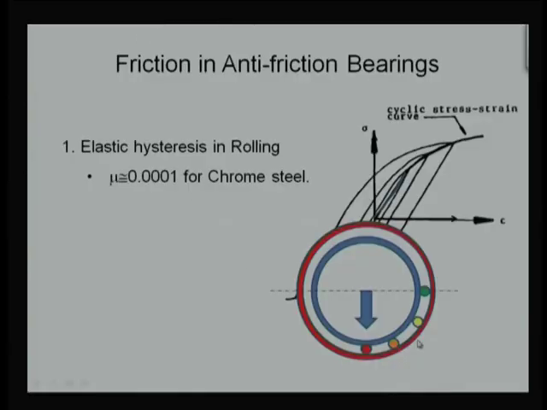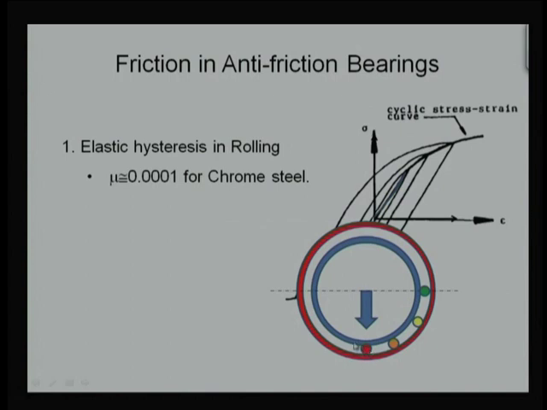The interesting thing is that the coefficient of friction, particularly for elastic hysteresis, is very low for good materials. We are discussing chrome steel, which is commonly used in ball bearings. Now, this figure shows load being applied, and maximum load will occur at this ball. I am assuming this is a ball bearing with an inner ring and an outer ring, and this arrow shows the force direction, loading the ball.